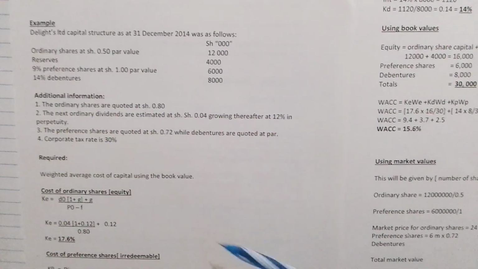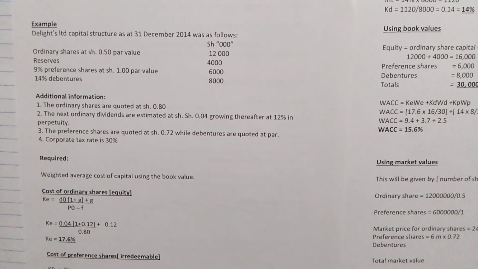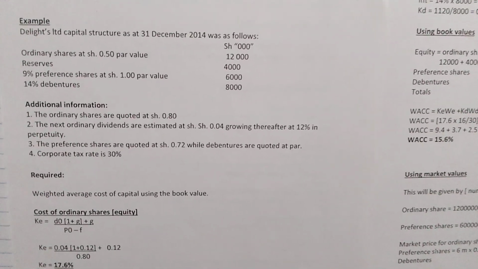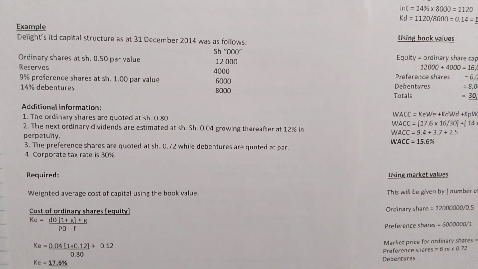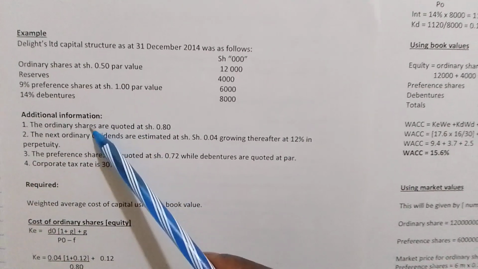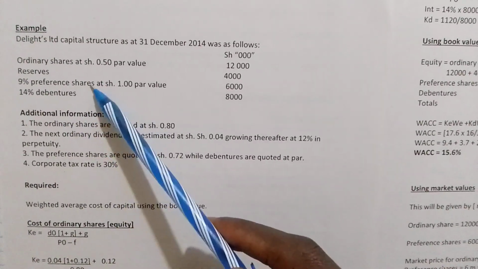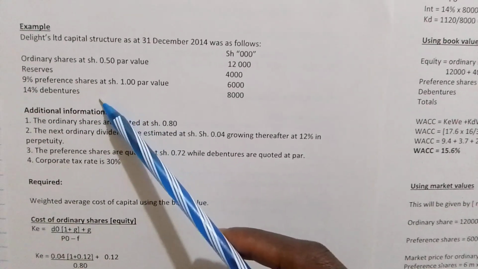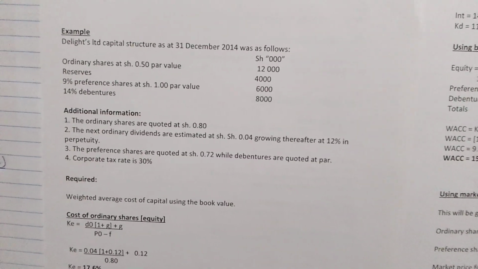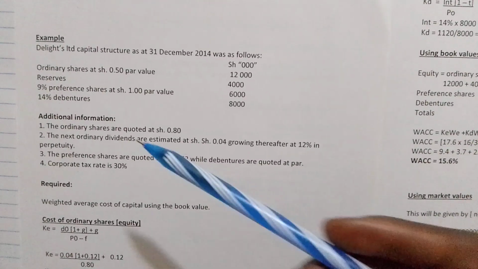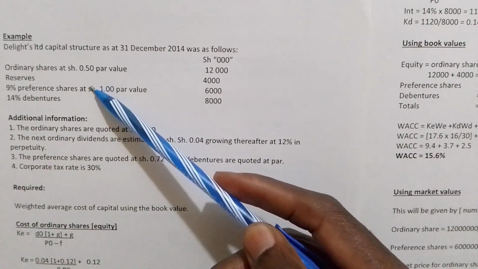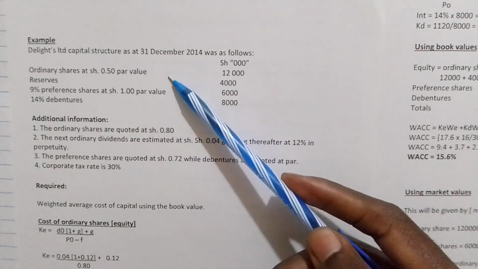In capital structure, we can have ordinary shares as a source of finance. We can have retained earnings. We can have preference shares, and we can have debentures. Now, debentures, loans, and bonds collectively are referred to as debt. So these debts can either be redeemable or irredeemable. Preference shares can either be redeemable or irredeemable. And that is it.